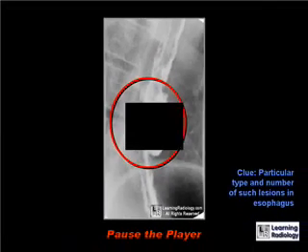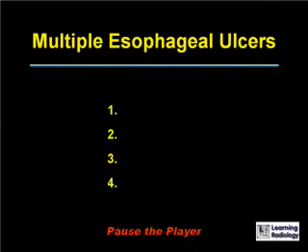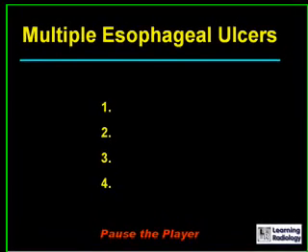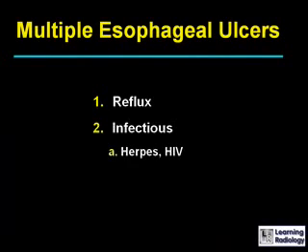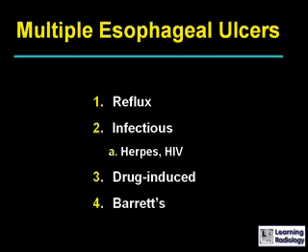The differential is multiple esophageal ulcers. There are 4 causes. They are reflux esophagitis, infectious esophagitis such as herpes or HIV, drug-induced esophagitis, and Barrett's esophagus.